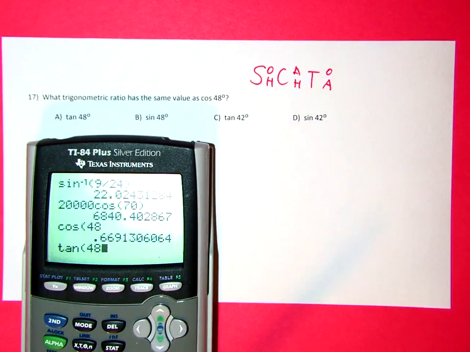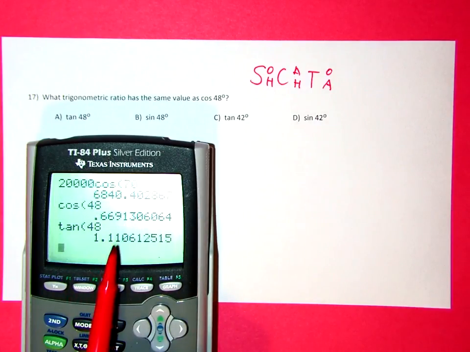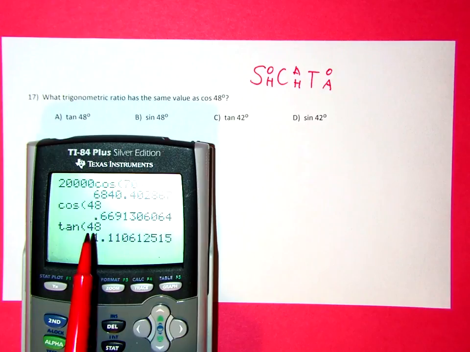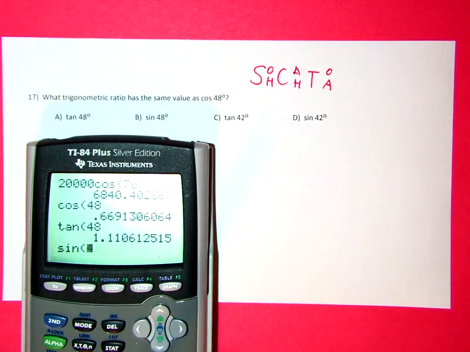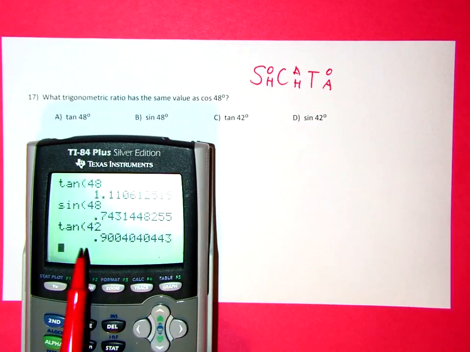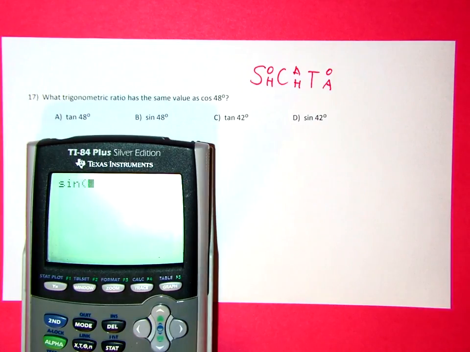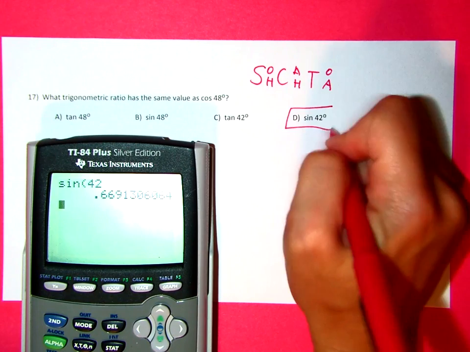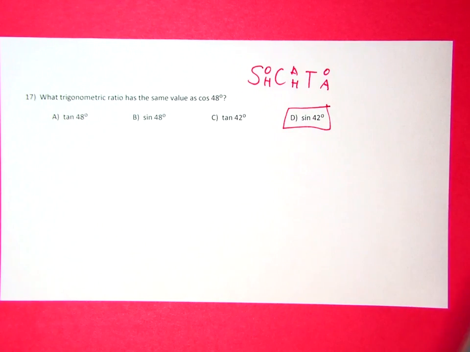Tangent of 48. Are those two numbers matching? No. We're looking for something that's like 0.669. Let's try sine of 48. Is that 0.669? No. What about the tangent of 42? Is that 0.669? Not a chance. And then one more. Sine of 42. Is that 0.669? It is. So we know this is our answer choice. But let's talk about why.